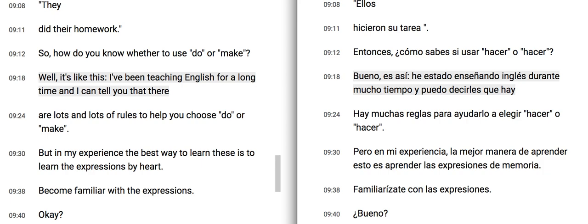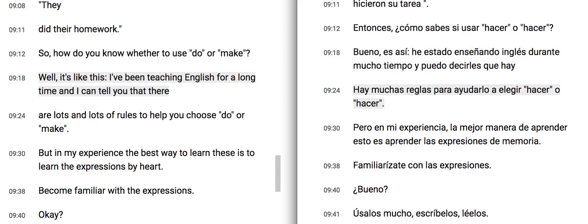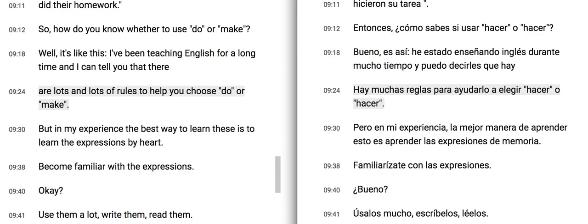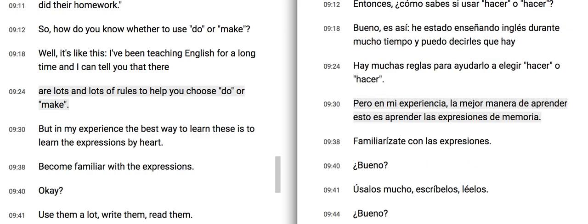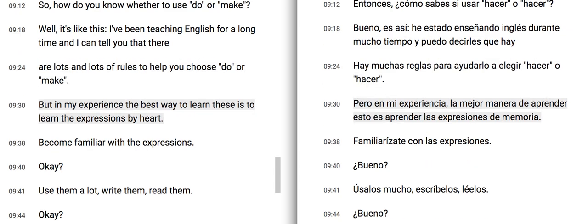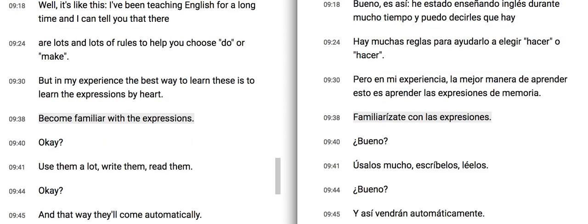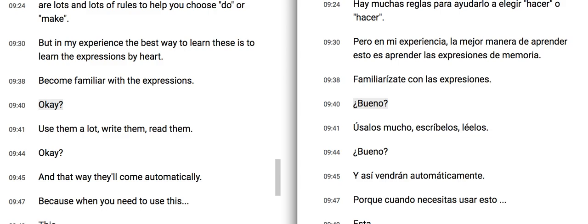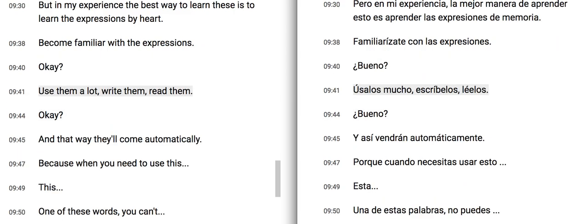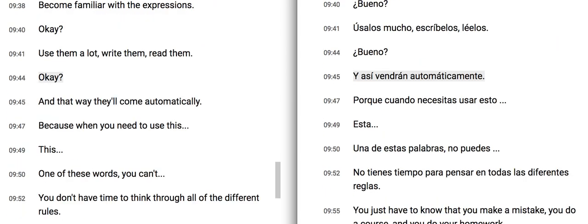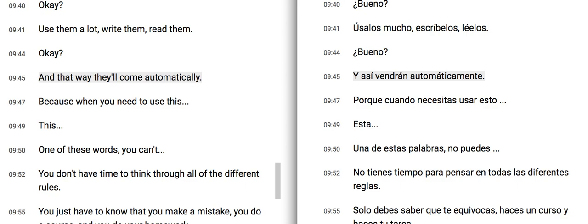Well, it's like this. I've been teaching English for a long time, and I can tell you that there are lots and lots of rules to help you choose do or make. But in my experience, the best way to learn these is to learn the expressions by heart. Become familiar with the expressions, okay? Use them a lot. Write them, read them, okay? And that way they'll come automatically.